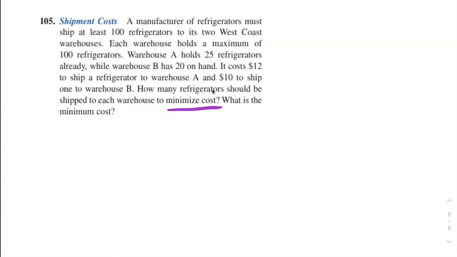Okay, let's try to find our optimizing function. That is going to be the cost. We're trying to minimize cost. So what's the cost? Warehouse A is $12 and warehouse B is $10. So we're going to say, let's call warehouse A X. So it's going to be 12X plus 10Y. Right, so warehouse A would be X, warehouse B would be Y. So that's our optimizing function. Now how about our constraints?